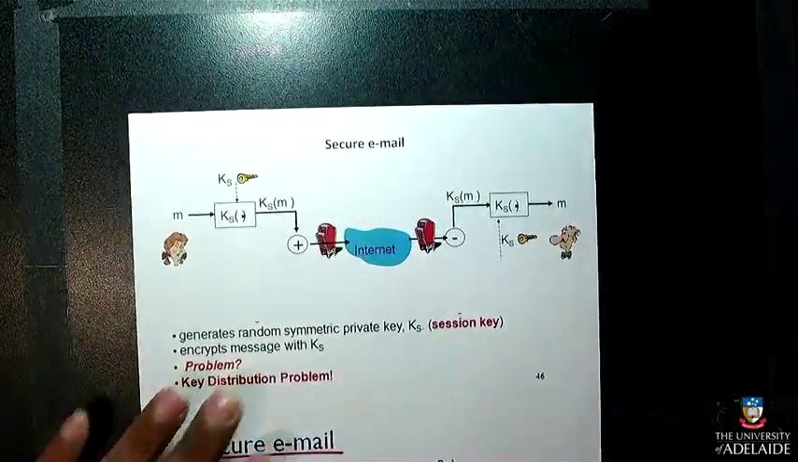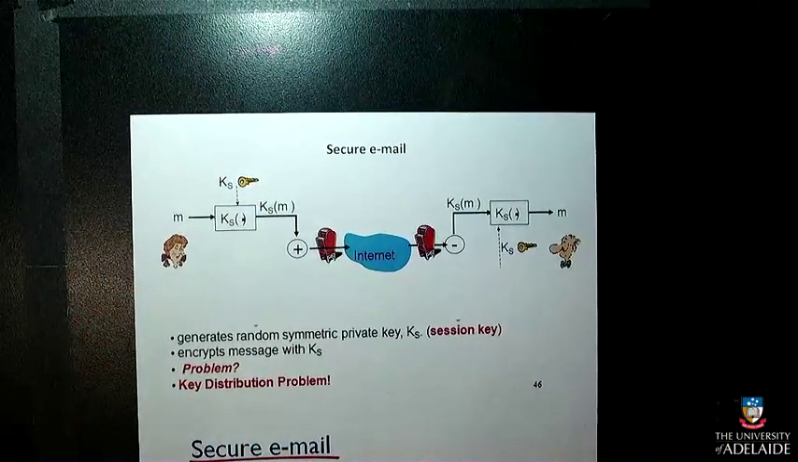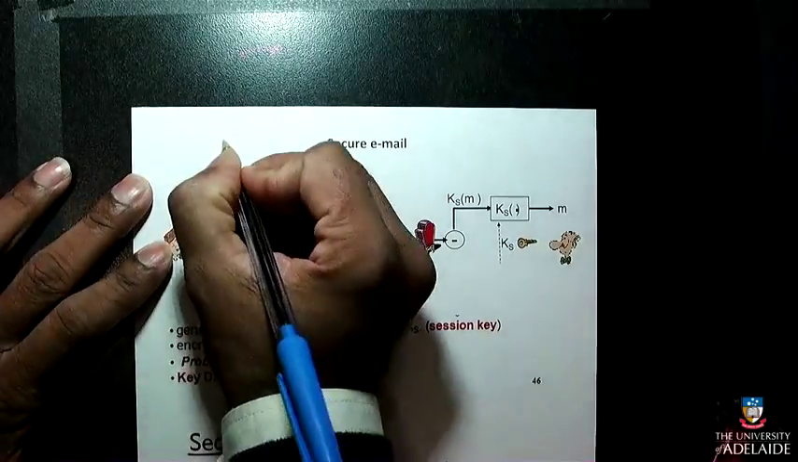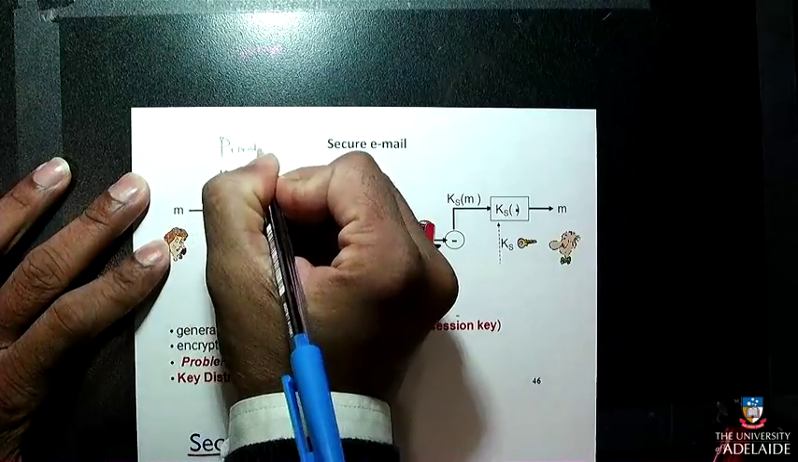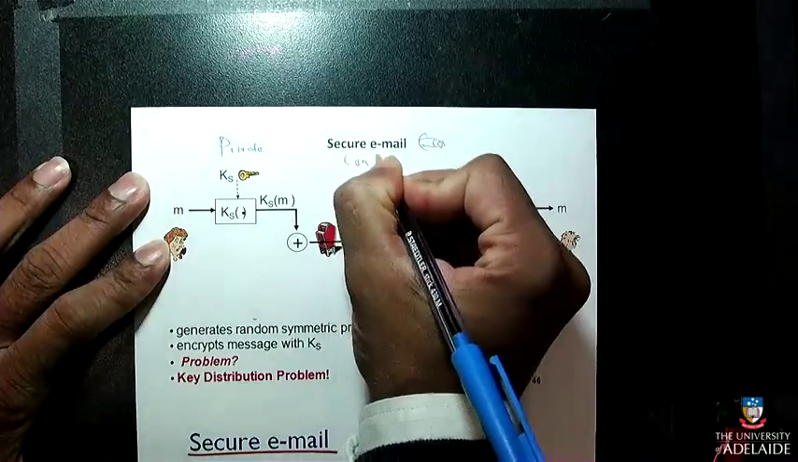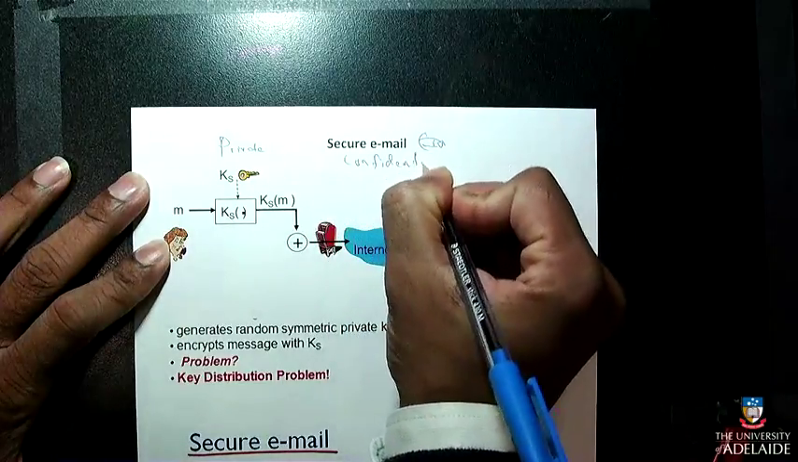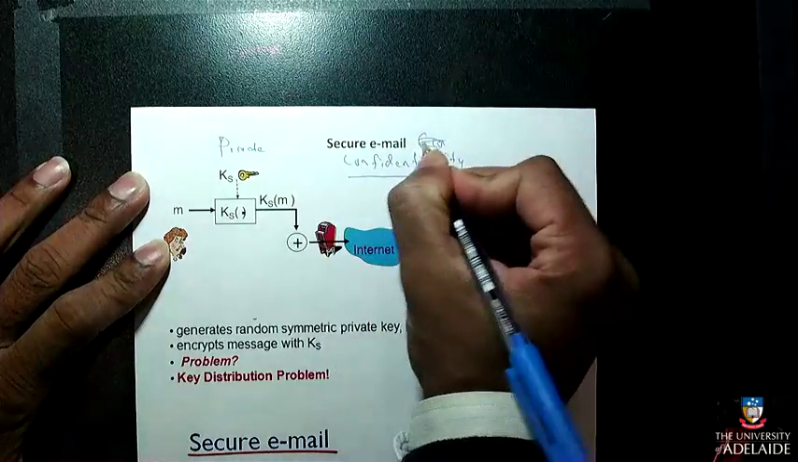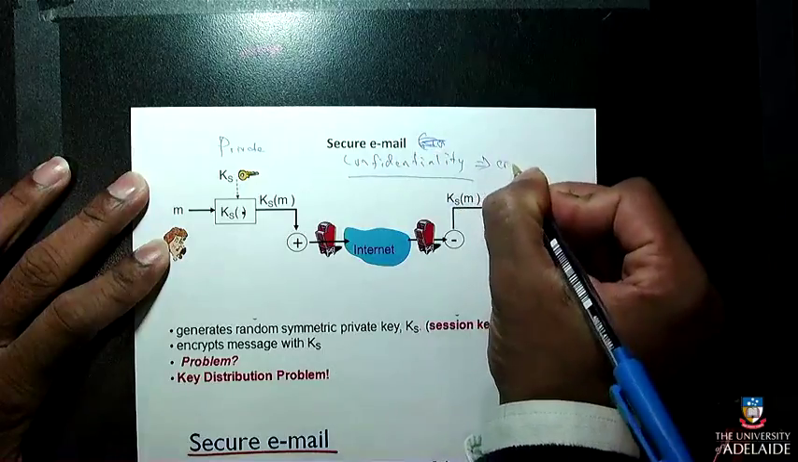Okay, if Alice and Bob, let's say, want to send a secure email, all they have to do is essentially have a private key. So for secure email, what we are going for is to achieve confidentiality. What that means is that we want to encrypt.